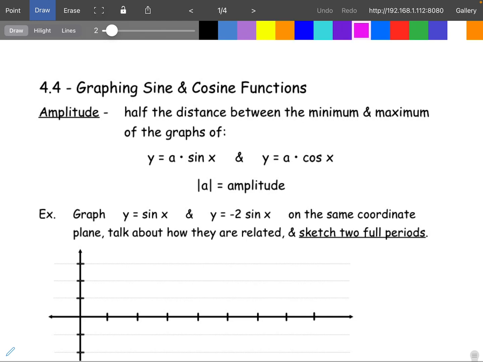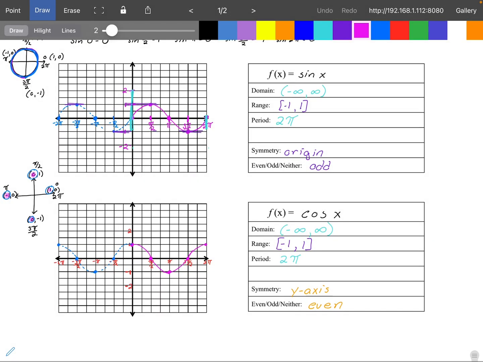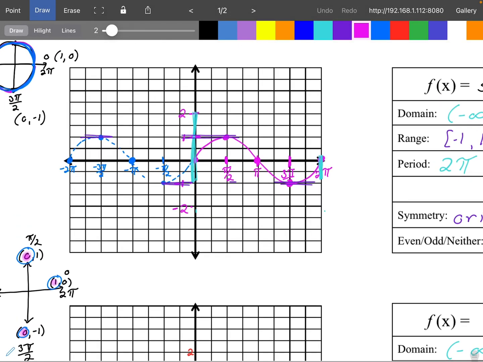The amplitude is half the distance between the minimum and maximum of the graph. So let's take our parent function. So either one of these functions, the minimum was -1, the maximum was +1. So between the two, that's a distance of 2.